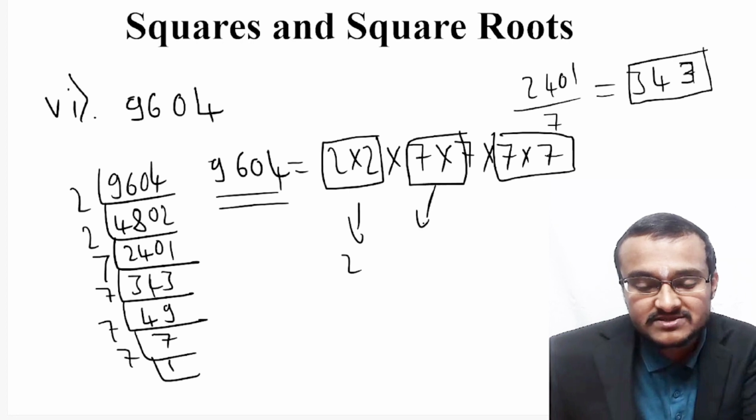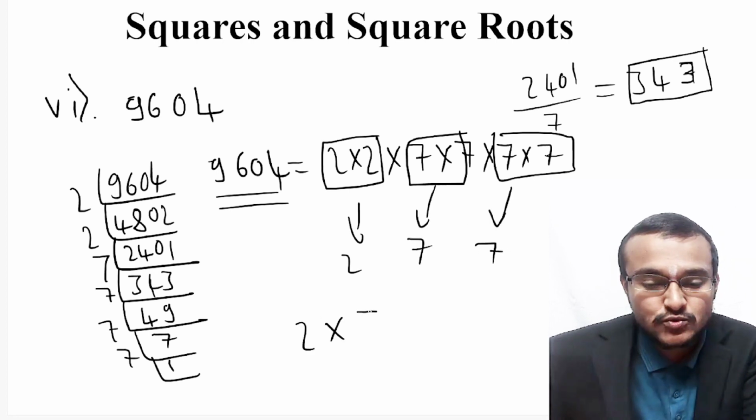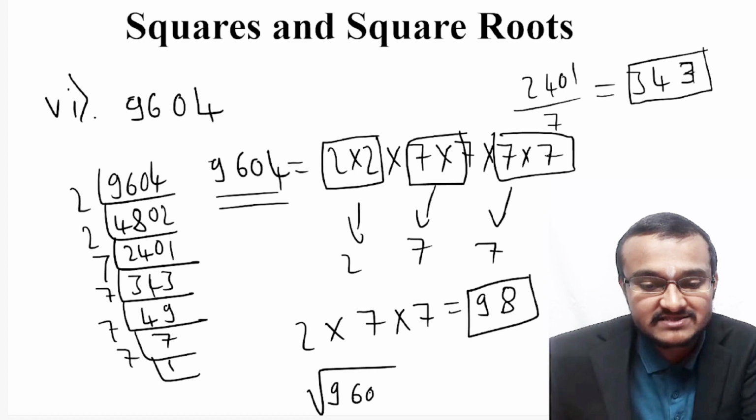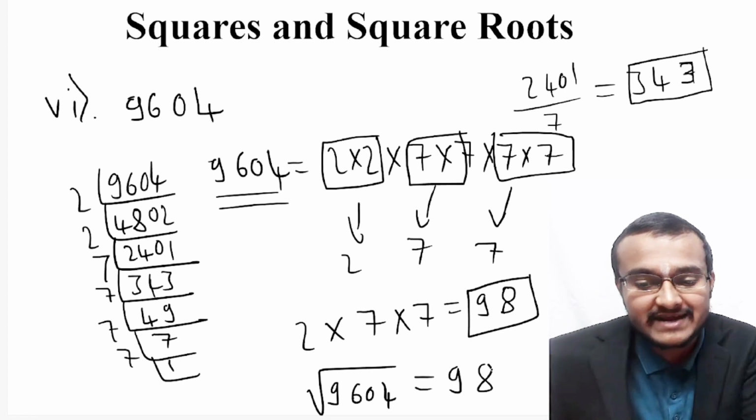So take 2 from this, take 7 from this particular pair, and take 7 from this particular pair. So 2 into 7 into 7. So 7 sevens are 49. 49 into 2, 98. So 98 is the square root of 9604. So the square root of 9604 will be equal to 98.